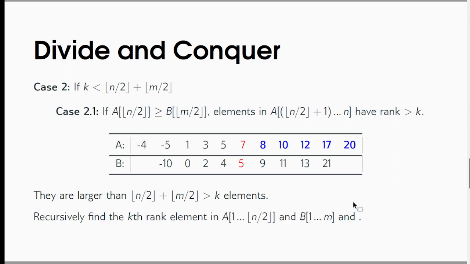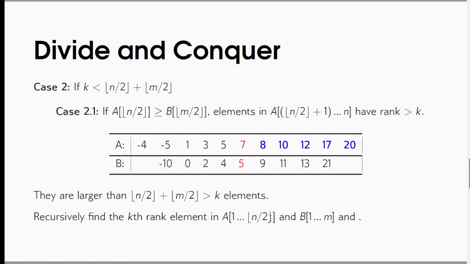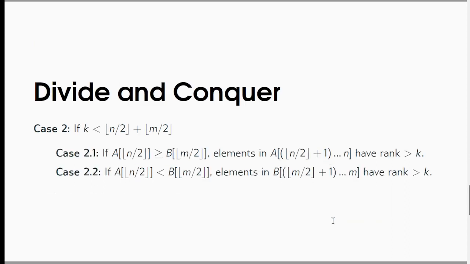So what do you do with this information? You can throw away basically the right half of A, and you recursively find the kth rank element in A of 1 up to A of n over 2 and B of 1 up to B of m. The second subcase is analogous, where A of n over 2 is smaller than B of m over 2. You can check that you can throw away the right half of B instead.